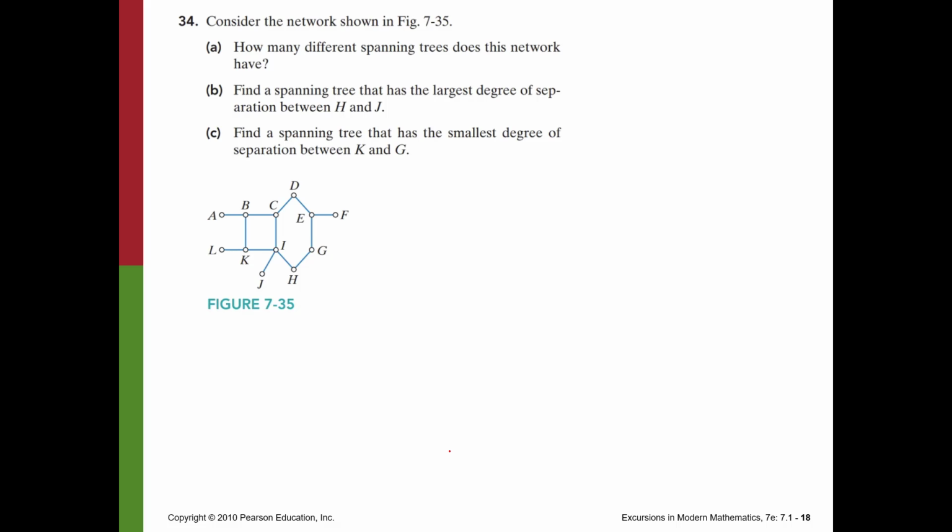So consider the network shown in figure 735. How many different spanning trees does this network have? Right? And so then again, what you should notice is that you have two circuits, this one right here and this one right here, and that they share an edge in common. They share the edge CI in common. So again, we will break it up into two cases. Remove the edge CI, and then don't remove CI. This will account for everything.